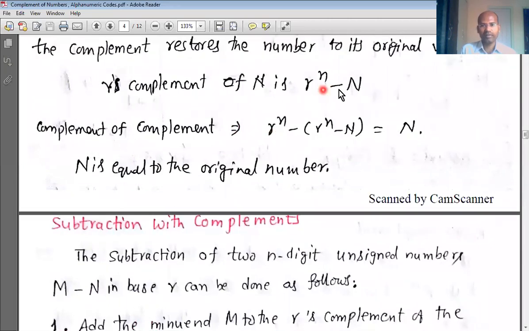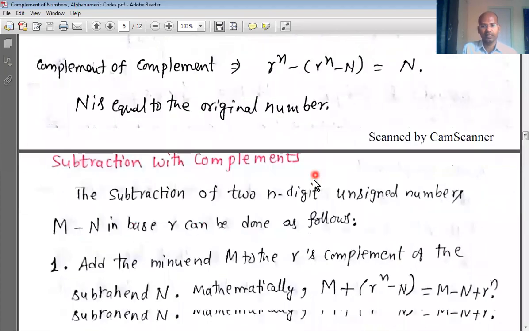So r power n minus N is the r's complement. And if I ask you to find the r's complement again for this result, you subtract this result from r power n again. So r power n minus (r power n minus N), these two r power n cancel away. This minus N will become plus N. So N is the given number. This is the r's complement of that N. And if you find the r's complement again, you will get back the original number. So N is equal to the original number.